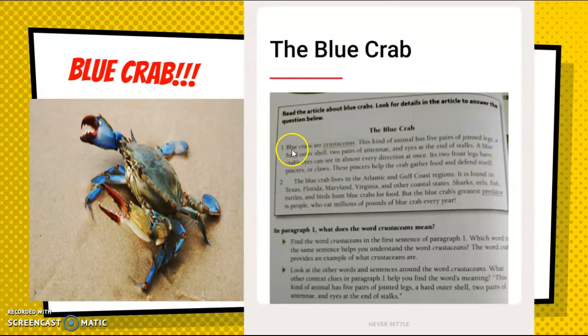So if you look here, it says the blue crabs are crustaceans. So what the author did was give you an example of what a crustacean is. Okay? And it says, look at the other words and sentences around the word crustacean. Are there any other context clues in paragraph 1 that would help you to find the word's meaning? This kind of animal has 5 pairs of jointed legs, a hard outer shell, 2 pairs of antennae, and eyes at the end of stalks. All of those little clues help me to form a picture of what a crustacean is. Okay?